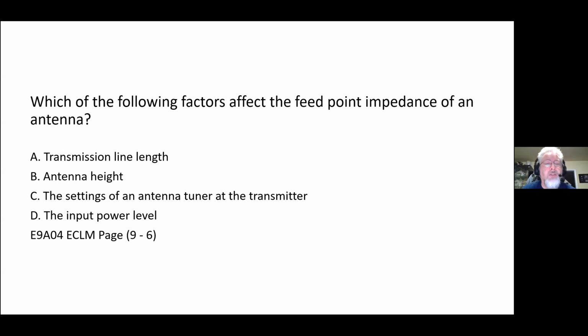Which of the following factors affect the feed point impedance of an antenna? A, transmission line length. B, antenna height. C, the settings of an antenna tuner at the transmitter. Or D, the input power level. Bravo is correct, the antenna height.